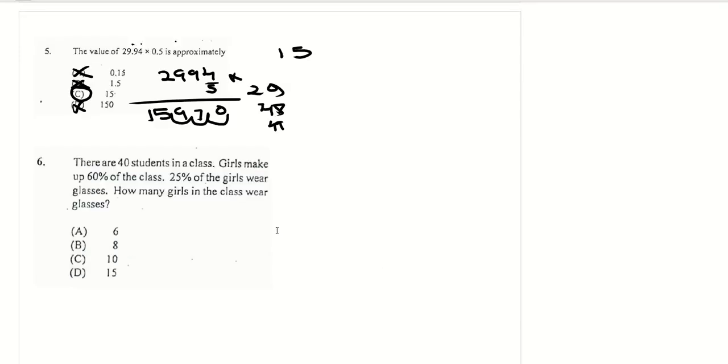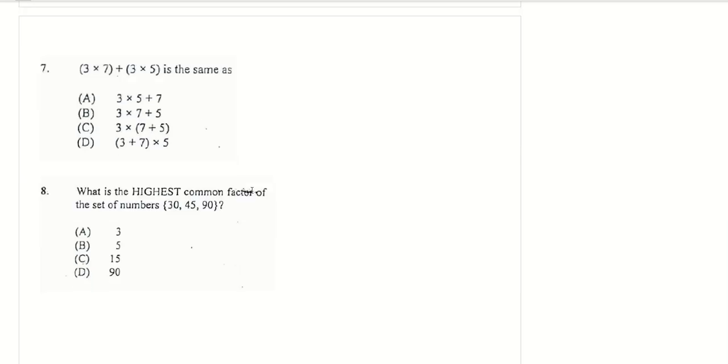This question is again repeated. 40% of the class is 40 students in a class. 60% is girls. 60% is 24. They want to find a quarter of 24, which is 6. So the answer is E, 6. Right. Again, we did this.